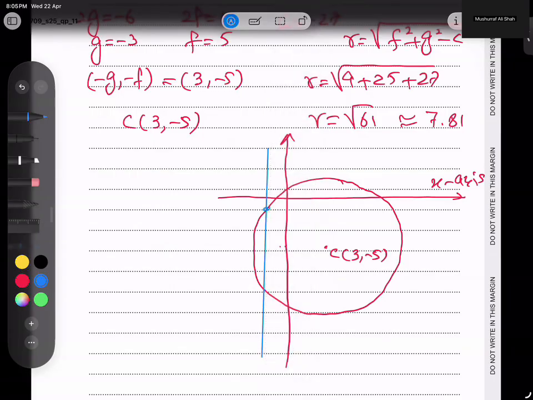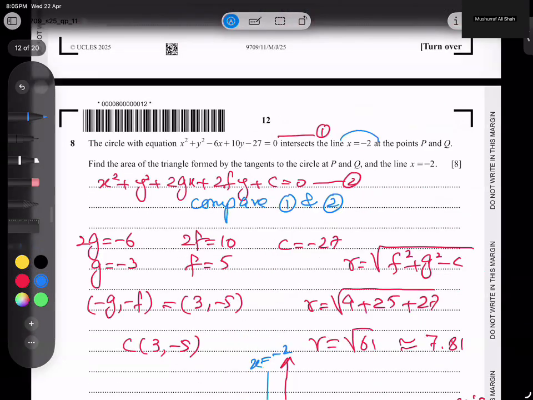You can understand this point is called P and Q. One is P and one is Q. How, you can ask? Because x is equal to -2, and he said that x equal to -2 intersects the circle at 2 points. One is P and one is Q. Go back and see the definition: x = -2 intersects the circle at 2 points. One point is P and one point is Q.